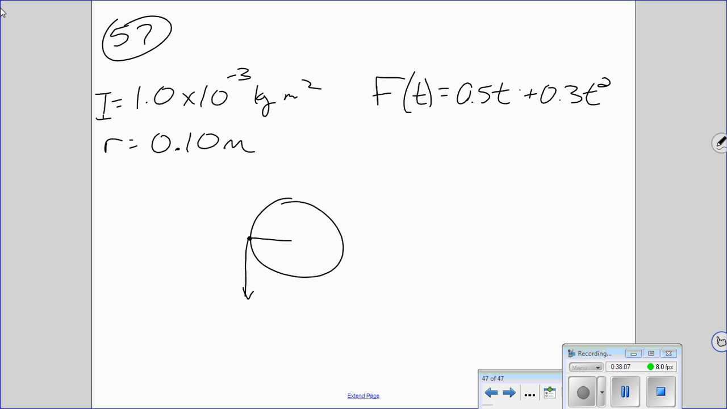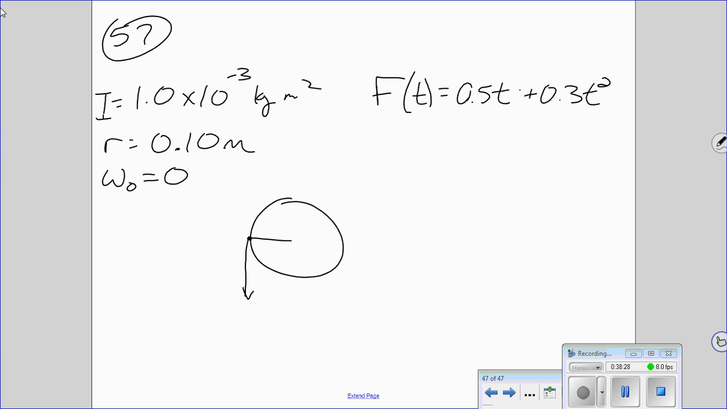With F in newtons and T in seconds. The pulley is initially at rest. At T equals 3 seconds, what are the angular acceleration and the angular speed? So, thoughts about how to do this. Will you guys tell me?